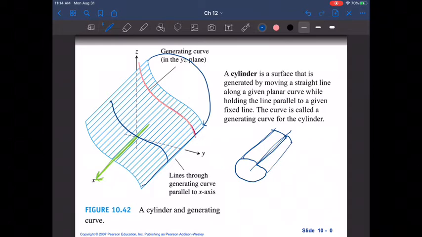So the generating curve for the actual cylinder you're used to would be a circle, and then you would take a line that was perpendicular to the edge of that circle, like say, this line here, and then just do all these lines keeping it parallel as you moved along and around that generating curve out here.